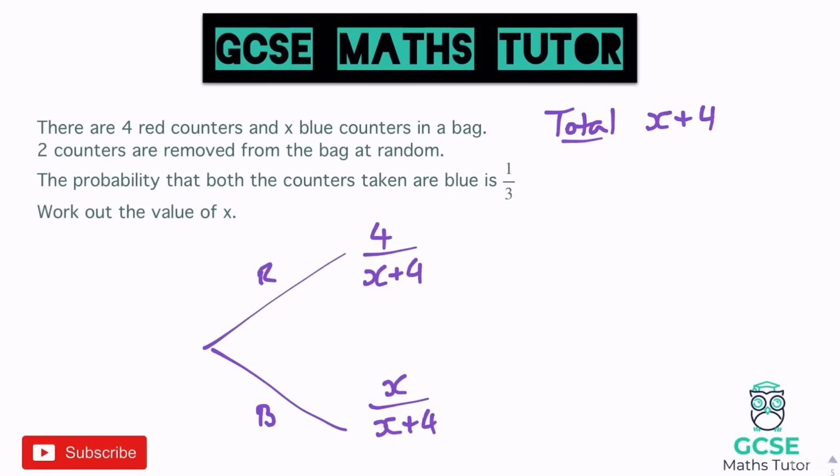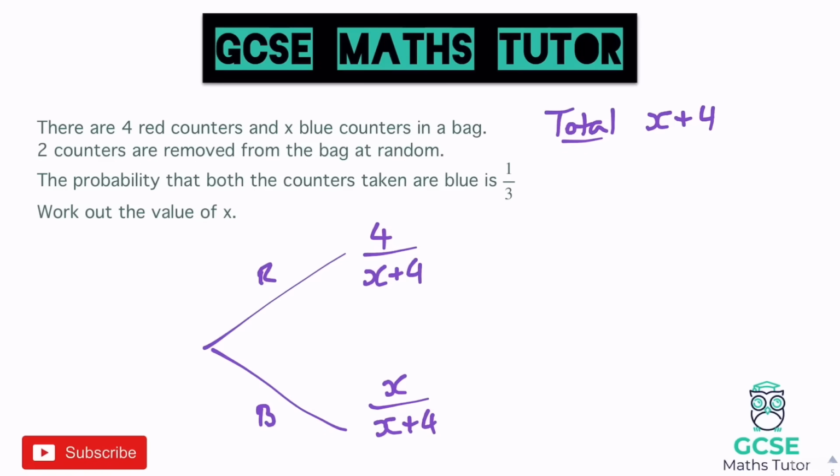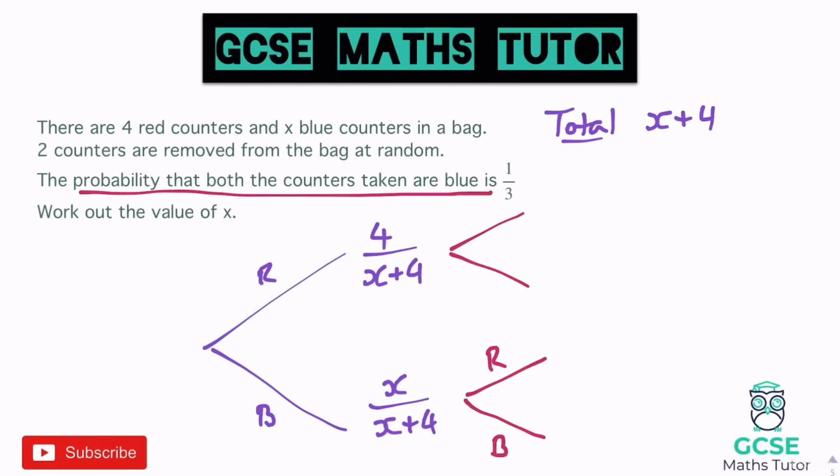Now again, the only part of the tree here we want to consider is the probability for both of them being blue, because it says the probability that both counters are blue is 1/3. So I don't really need to do the whole tree here, I just need to have a look at this probability down here, and that would be if I took a blue on the second pick. But again, I'm actually just going to construct all the branches here so that we can discuss them, but we only actually need the one at the bottom.